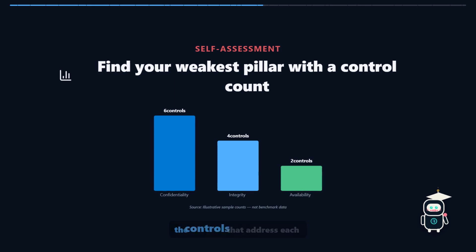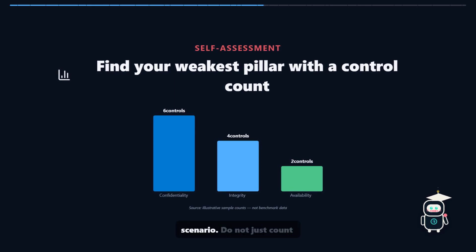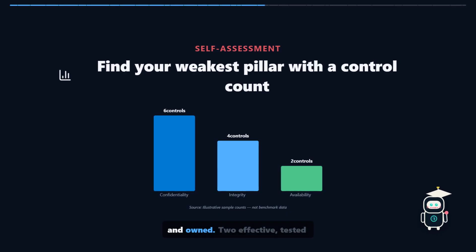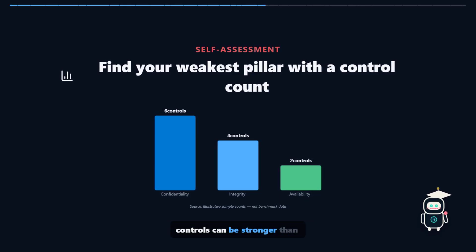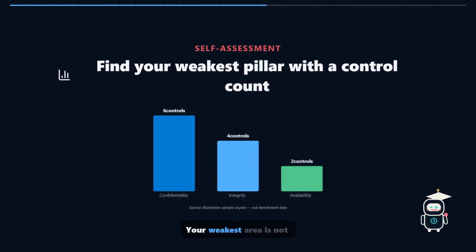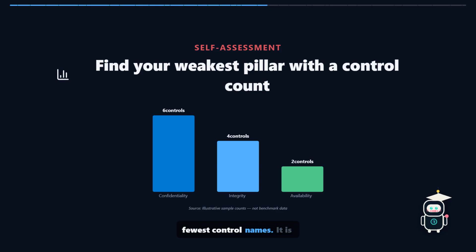Then, identify the controls that address each scenario. Do not just count them. Ask whether they are relevant, properly configured, monitored, tested, and owned. 2 effective tested controls can be stronger than 6 controls that nobody reviews or knows how to operate. Your weakest area is not necessarily the pillar with the fewest control names.